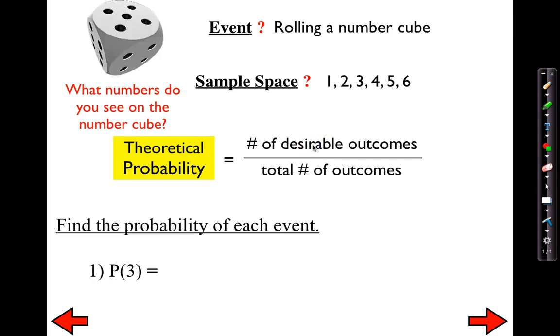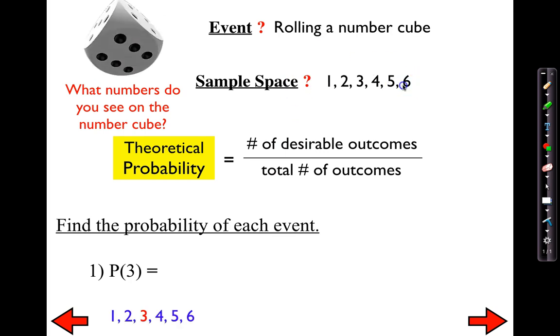So here, what's the probability of rolling a 3? Well, we have to look again at our sample space. There are these different possibilities, and the only one that we're looking for is 3. So this is going to be 1 out of a total of 6 different outcomes.